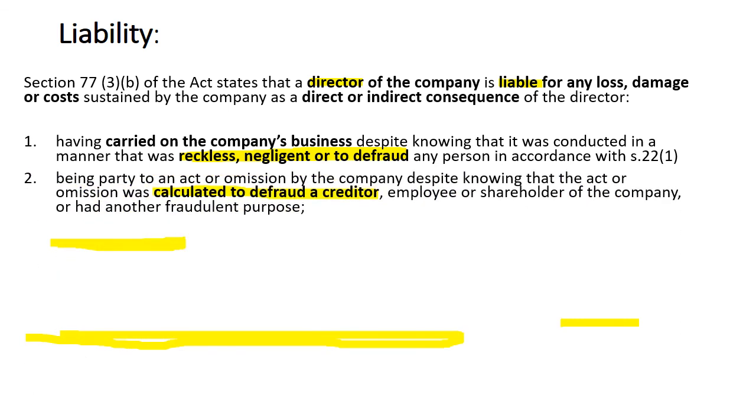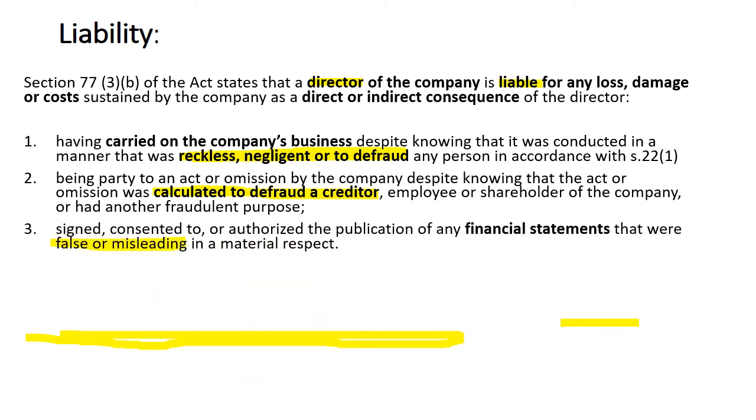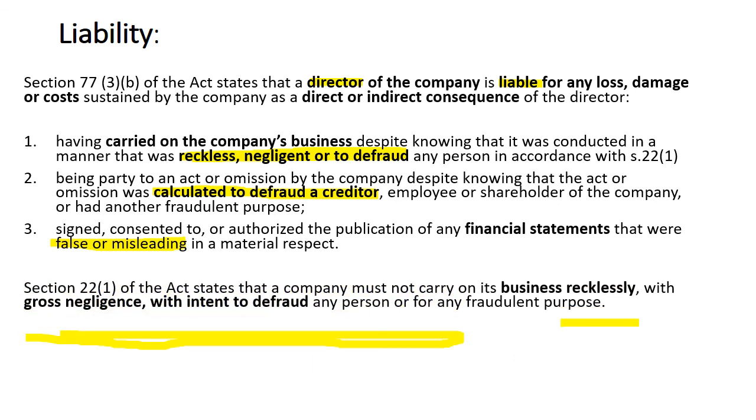Or if the director was a party to an act or omission by the company, despite knowing that the act or omission was calculated to defraud a creditor, an employee, or a shareholder. Or if a director signed, consented to, or authorized the publication of any financial statements that were false or misleading in a material respect. So what does it mean when we say reckless business?